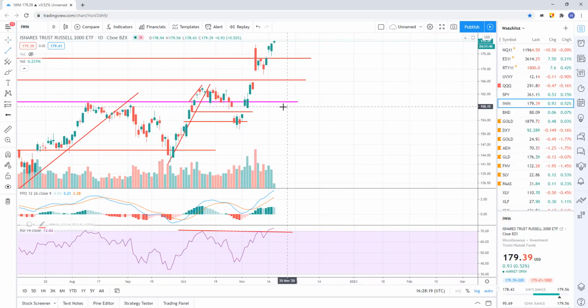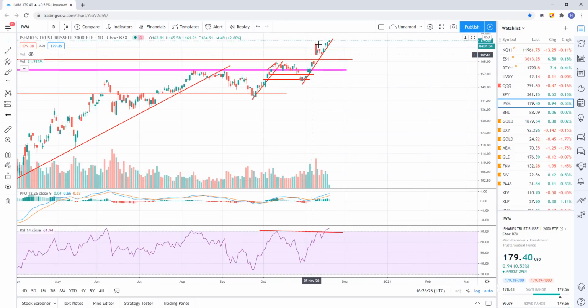Now we do have this uptrend line right there. You can see we're just kind of walking up this trend line. So as long as we're above that trend line, bullish, and a break below, then we'll start to look for sell signals. But there is no negative divergence on this one anymore.